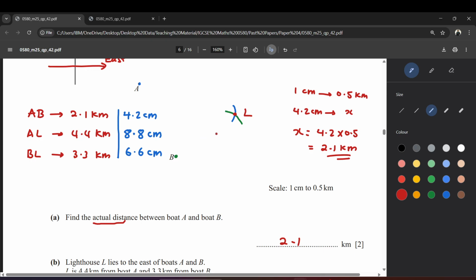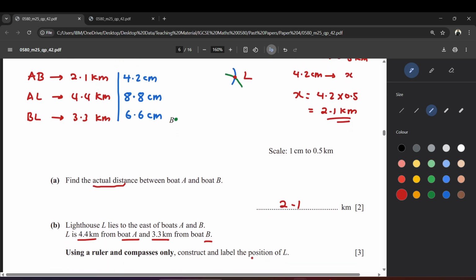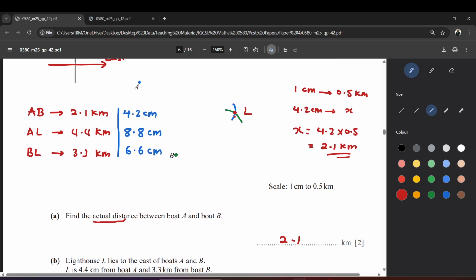Okay, so that's it. You don't have to draw all straight lines because it only asks you to construct and label the position of L. So make sure that you leave your construction arcs because that is part of your working. And make sure that the distance AL is 8.8 centimeters and the distance BL is 6.6 centimeters. So that's how you're going to do it.